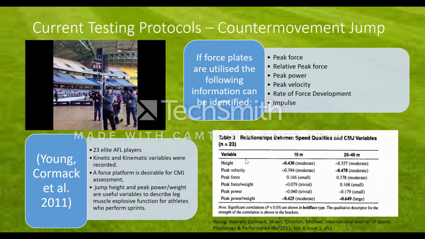In terms of jump height, we can see a moderate correlation there with the 10-metre sprint. Peak velocity has a moderate correlation when over 20 to 40 metres. And peak power per body weight, when we're taking body weight into consideration, there's a moderate correlation there for the 10 metre, but over 20 to 40 metres there's a large correlation. Some interesting data there for the counter movement jump.